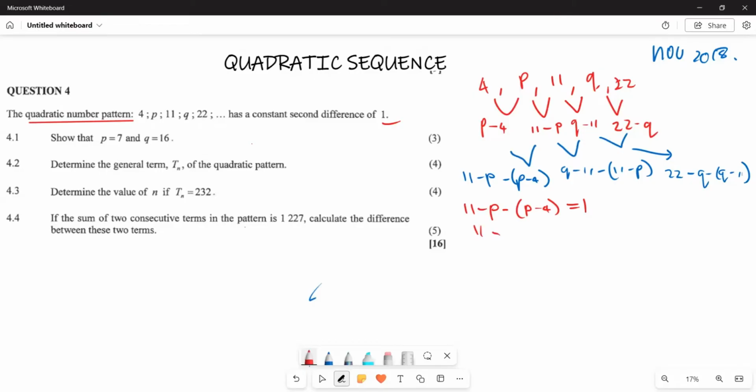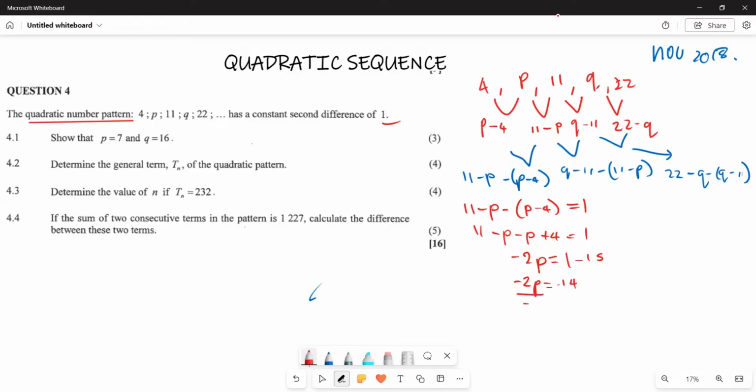So this is the same as 11 subtract P, subtract P, plus 4, which is given by 1. And this is the same as negative 2P, when you take the 11 this side. This is 11 plus 4, which is going to be 15. When you take this 15 to the other side, it is 1 subtract 15, so negative 2P is equal to 1 subtract 15, which is equal to negative 14.